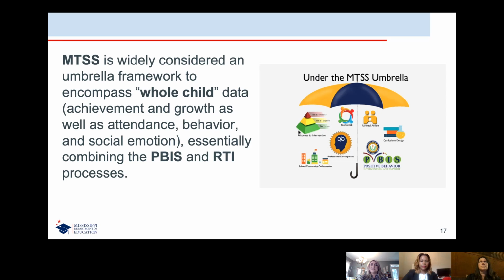So to start, MTSS. What is MTSS? We call it a multi-tiered system of supports. It is widely considered an umbrella or a framework, and it encompasses the whole child. So we really are looking at all parts. So the behavior, attendance, any social, emotional issues. So we're essentially combining PBIS, so the behavior side, along with RTI.